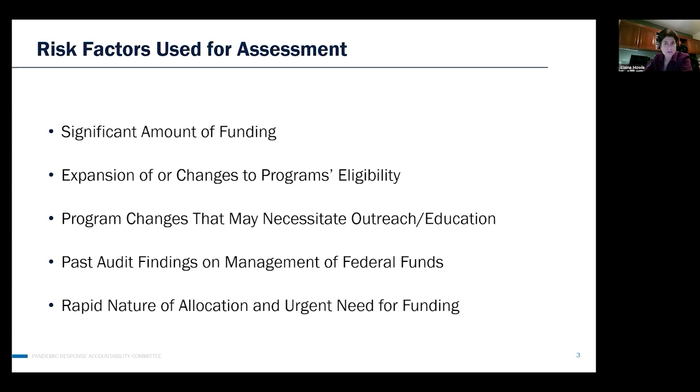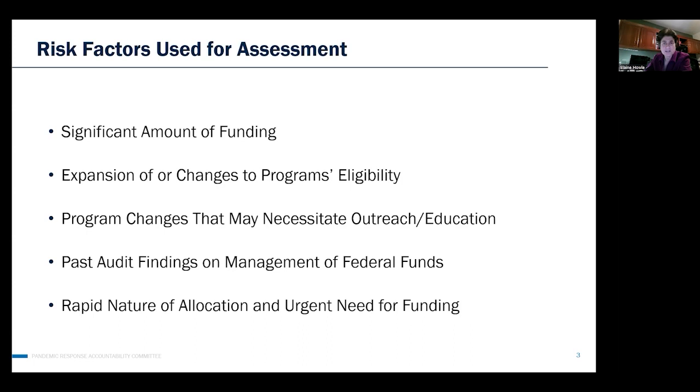Expansion or changes of program eligibility. In a typical program, some eligibility requirements change. The UI program is a perfect example where self-employed individuals in the past were not eligible for benefits, but under pandemic relief, they were. Program changes required the administration in California to reach out to Californians to let them know these programs, you may be eligible for benefits. So we wanted to make sure we included that as a risk factor in determining whether or not the administration was doing a good job of educating folks in California.